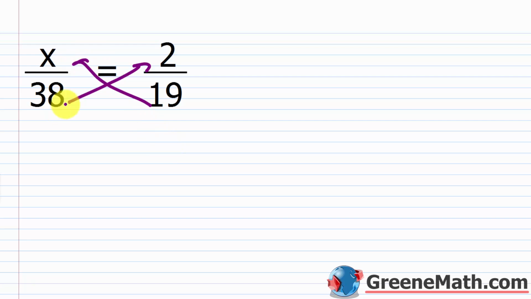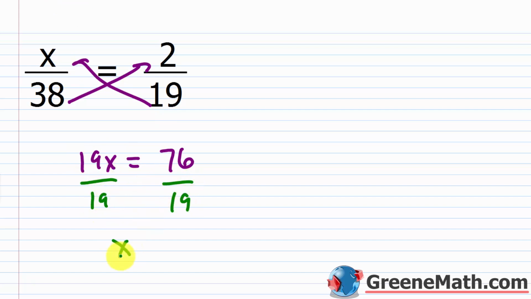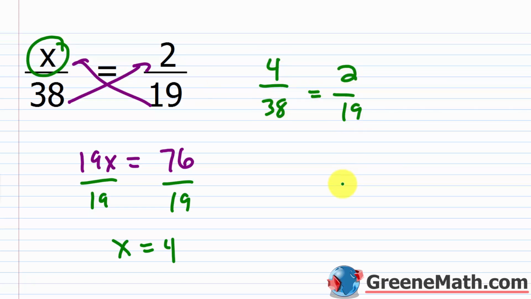So that means that 38 times 2, which is 76, should be equal to 19 times x, or 19x. Now all I have to do is solve this in one step, divide both sides by 19, and I get x is equal to 4. You can check that pretty easily. Just plug in a 4 for x there. You would have 4 over 38 is equal to 2 over 19. Of course this is true. If I take 2 and I multiply by 2, I get 4.